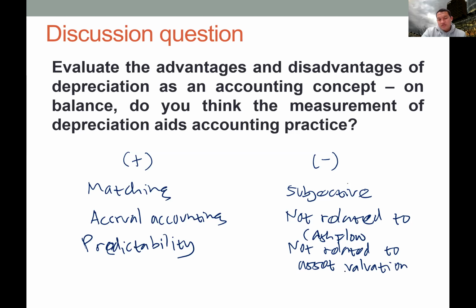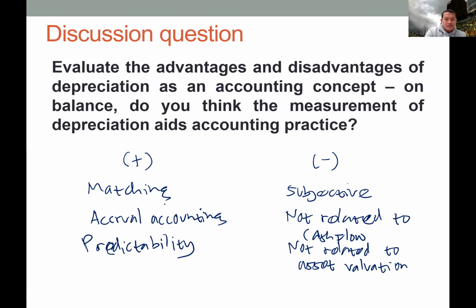But on balance, what do you think? Is this more benefit or more cost for companies? Any idea? No idea. So in my opinion, I think the benefit outweighs the cost. On balance, depreciation still gives more benefit to maintain the consistency, the matching principle, and the accrual accounting. So I think we still need this concept to be implemented.